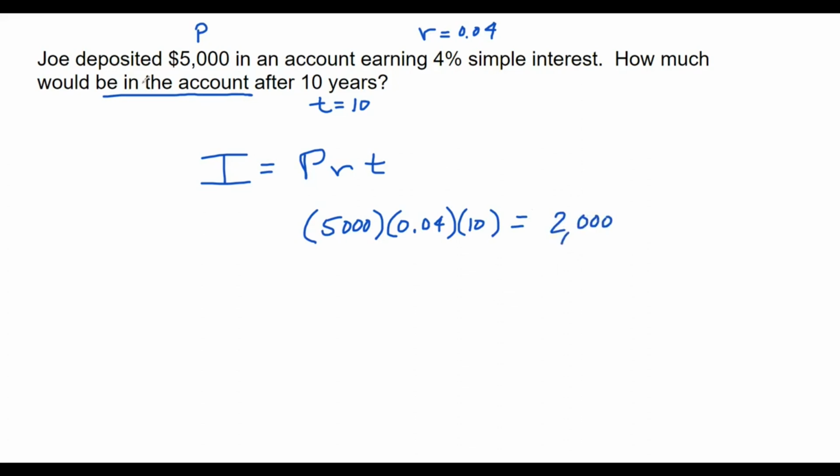But we need the account balance. So that's going to be P, the principal, plus the interest. Our original $5,000 plus $2,000. Our balance is $7,000 after 10 years.